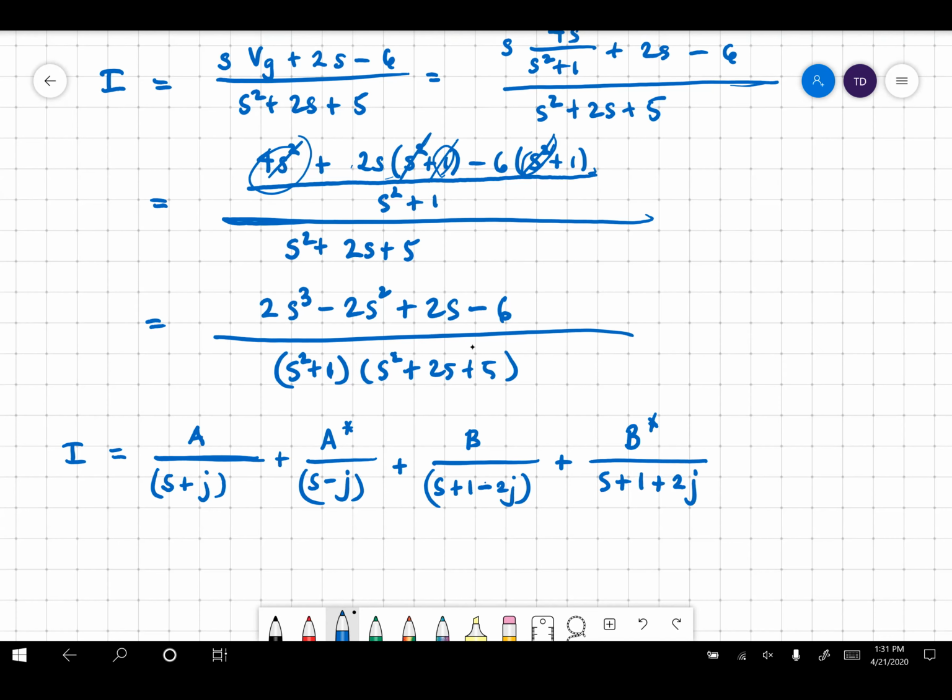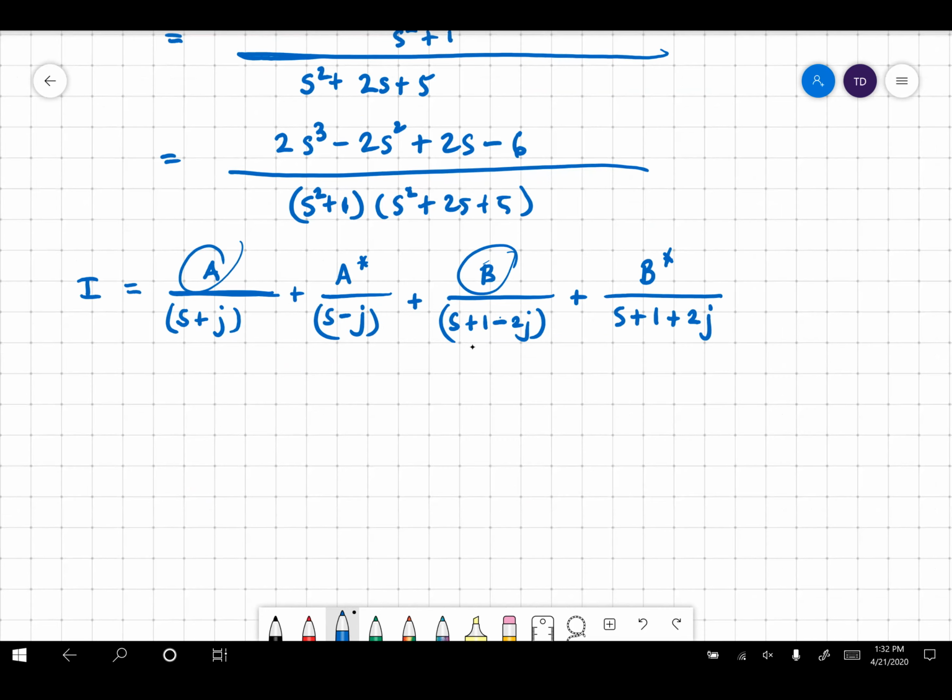All we have to do is solve for two of them. Solve for A, solve for B. That's the beauty here. We don't have to solve for all four of them because once we have two, we have the other two because of that complex conjugate property. That's sweet.